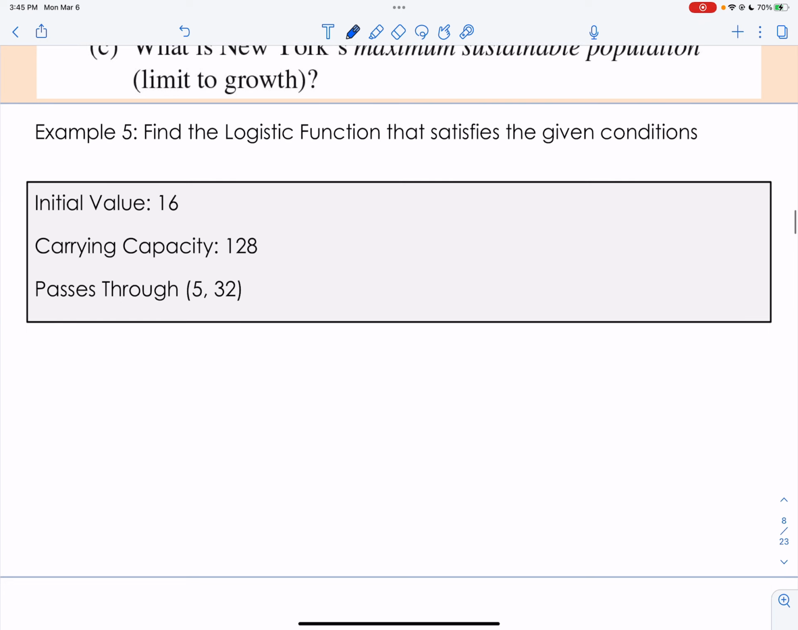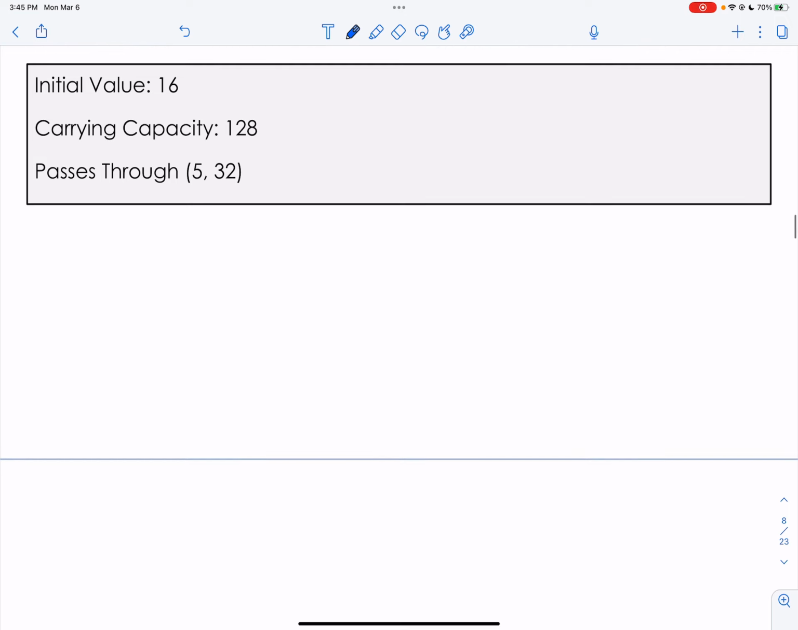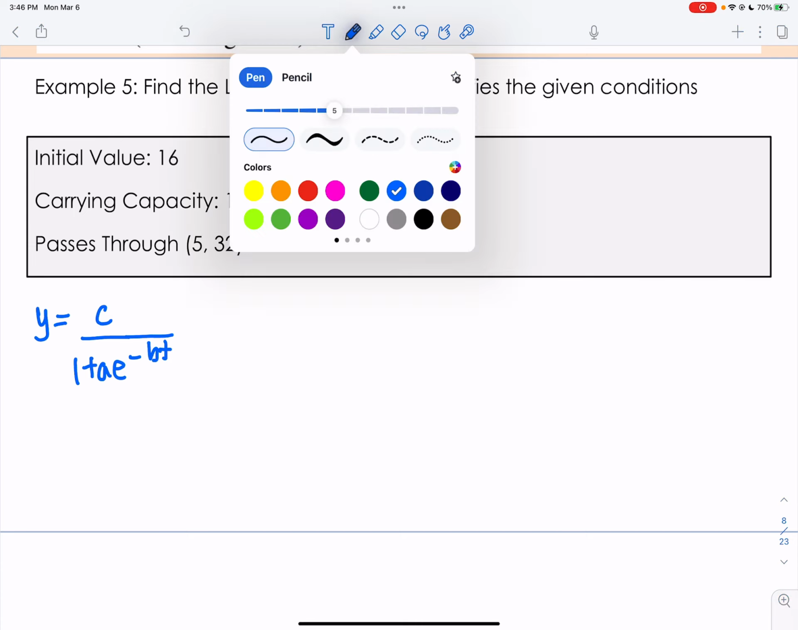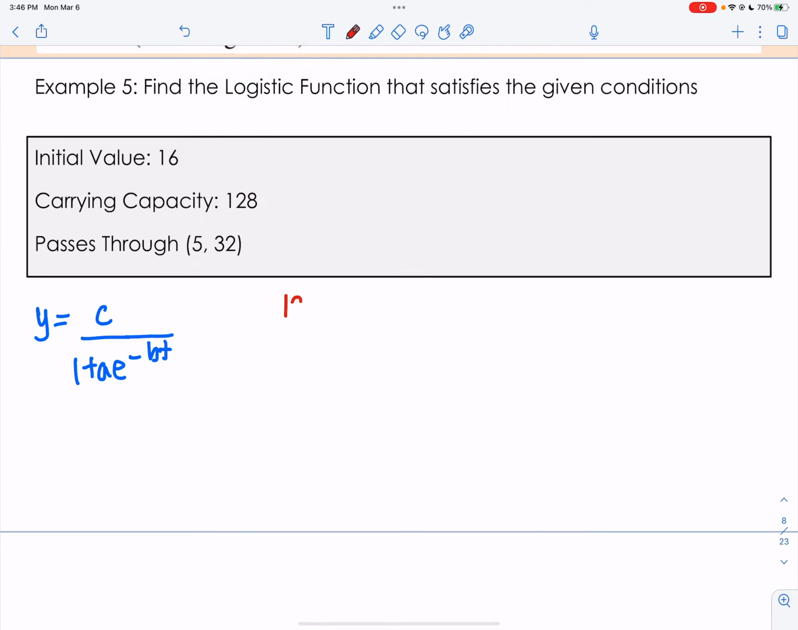But now, let's look at examples 5 and 6, where I want to find the logistic function that satisfies the given conditions. So I have the initial value of 16, a carrying capacity of 128, and then it passes through (5, 32). Well, we know your function should look like this. Since we already know that the carrying capacity is 128, I'm going to plug that in here. Get 128 over 1 plus a e to the negative bt.